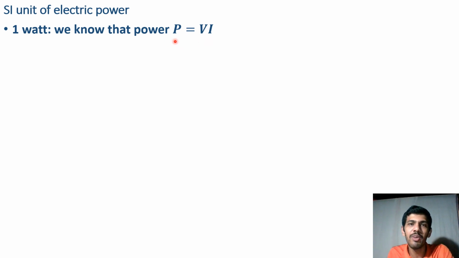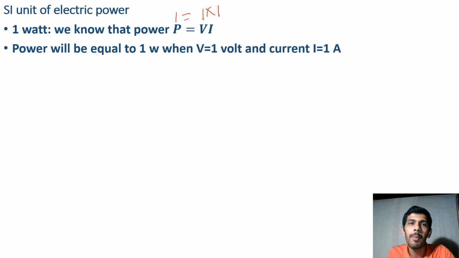Power will be 1 when V will be 1 and I will be 1. So what can I write? Power will be equal to 1 watt when V equals 1 volt, that is, the potential difference is equal to 1 volt and the current is equal to 1 ampere.